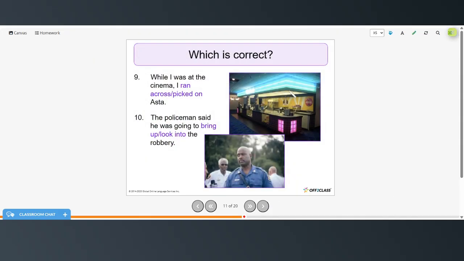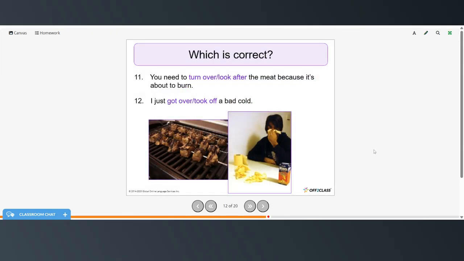Now we'll choose which is the correct option. Again, you can pause the video, try these on your own, and then restart when you're ready to check your answers. While I was at the cinema, I ran across Asta. The policeman said he was going to look into the robbery. You need to turn over the meat because it's about to burn. I just got over a bad cold.